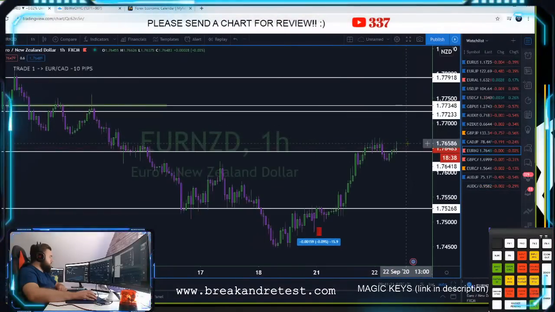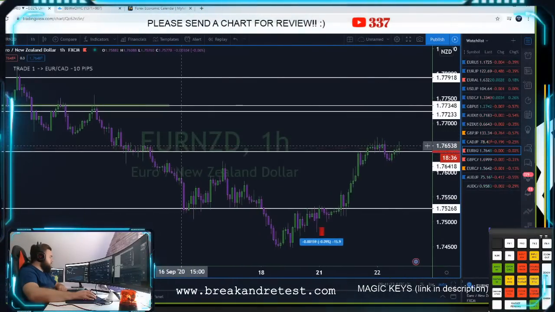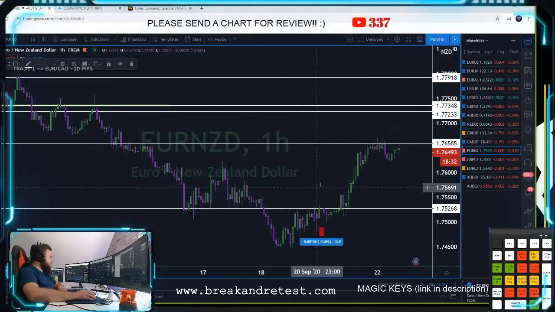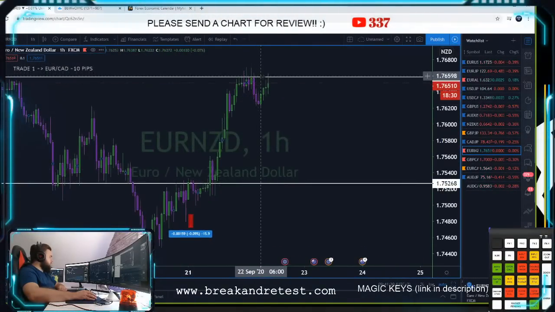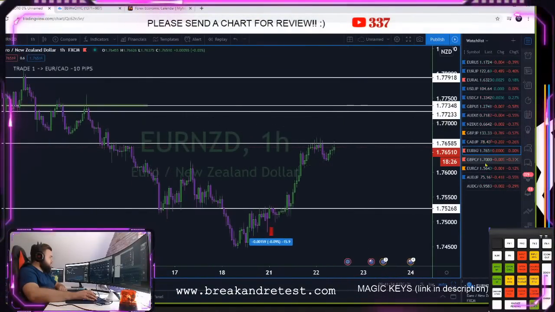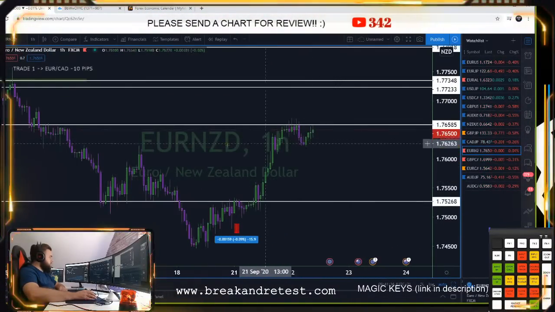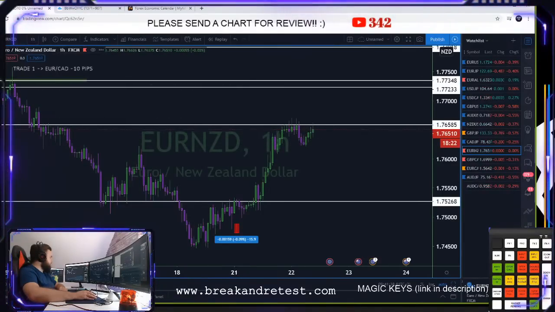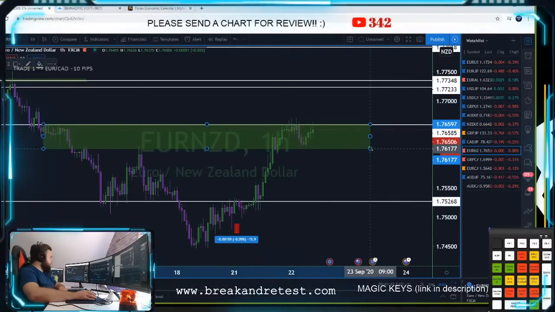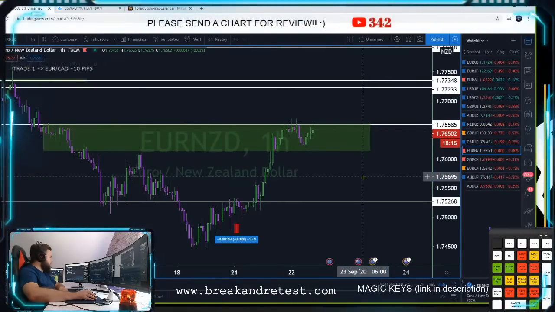So what we're gonna do here is wait for this whole consolidation range to break. Once it closes above that, we have a clean break and retest. But before that, there's no trade. This is the whole consolidation box, and we need to wait for this to break above or below.